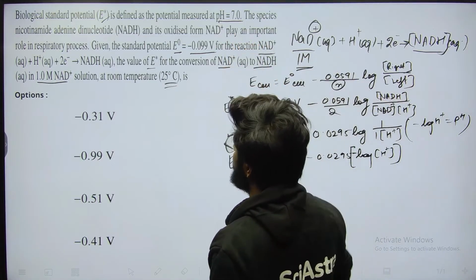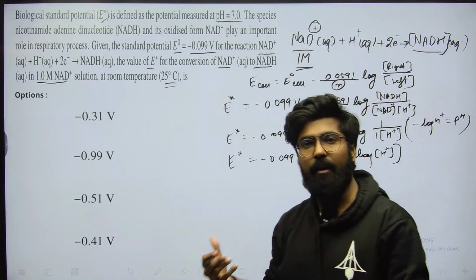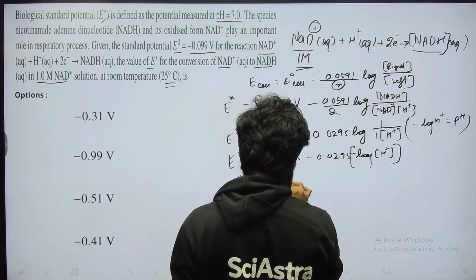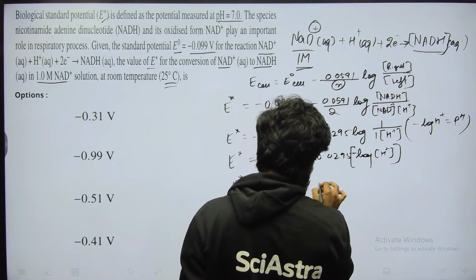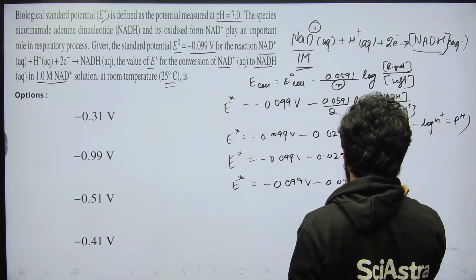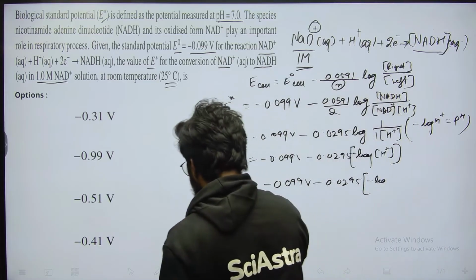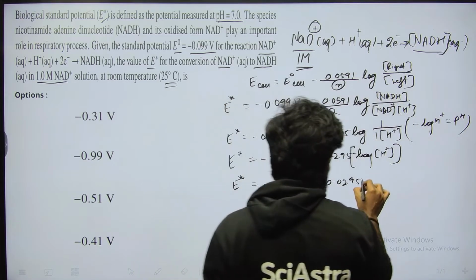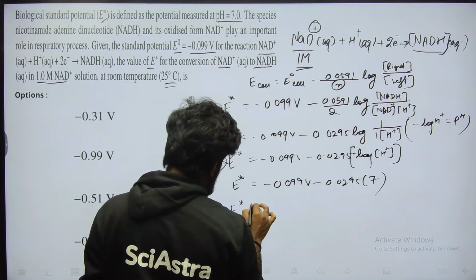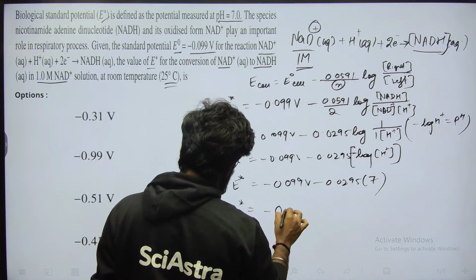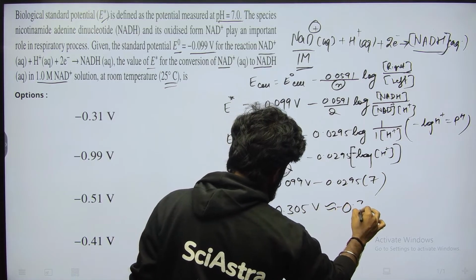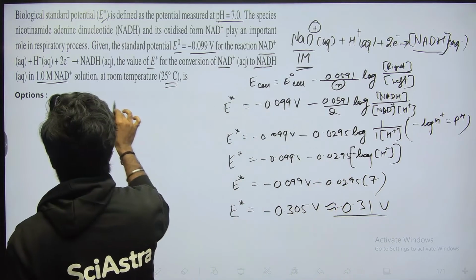And pH is given, that the process is basically proceeding at a pH of 7, or a neutral pH. Obviously, because it is a biological process, right? It will support neutral medium preferably, right? Now 0.0295, and this is your pH directly, right? So pH is 7. Just solving this will get you the answer somewhere around minus 0.305 volt, which can be rounded off to minus 0.31 volt. So basically the answer is this one.